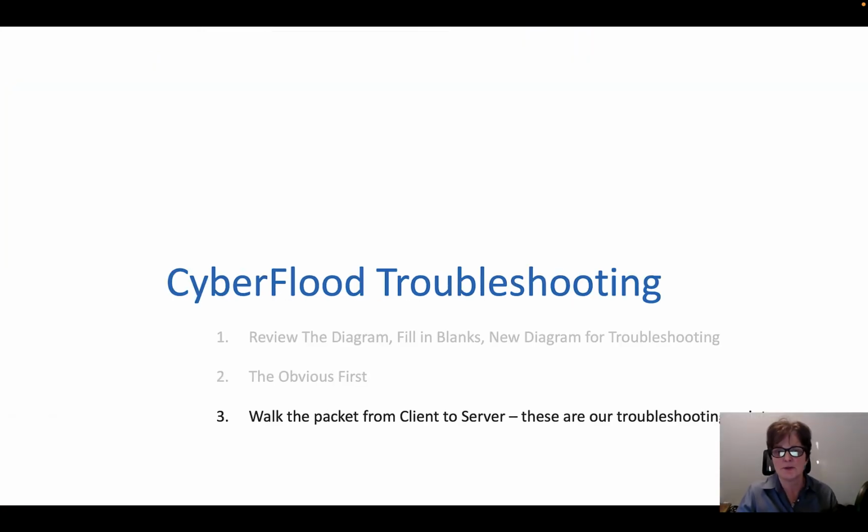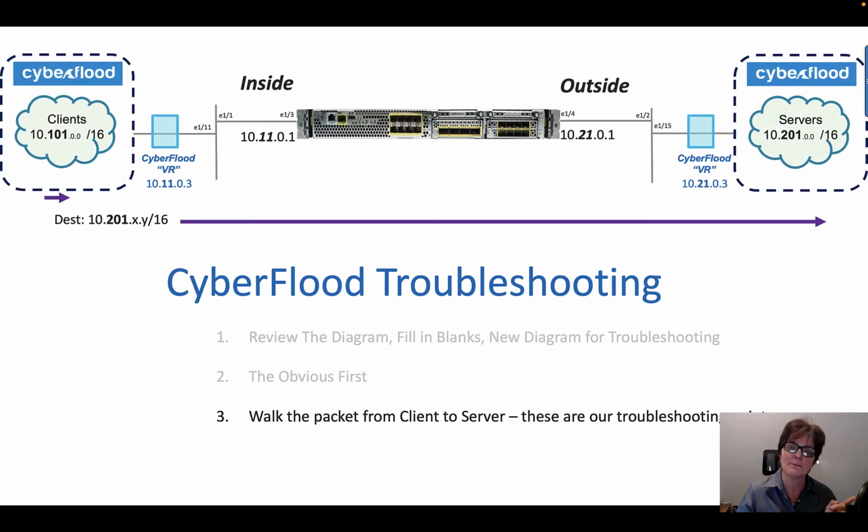So we've talked about reviewing the diagram. We have the new diagram, and we've covered the obvious first. Let's walk the packet from the clients to the servers, because these are our troubleshooting points. We're going to start with the client. We just kicked the test off, so the first thing is that the clients are going to send out whatever protocol they're using. Their destination IP address is going to be 10.201 something. So what is the first thing that's going to happen?